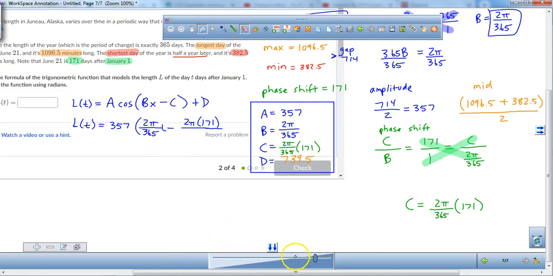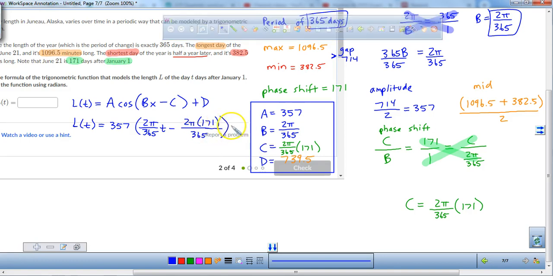So I'll put the letter T. See if I can make it a little bit neater here. There we go. Let's put the letter T right here. Then I'll put minus 2 pi times 171 all over 365. Close it. And then I'm going to add the midline, which is 739.5. Now I want you to see how these have common factors. They are both being multiplied by 2 pi over 365. So here's how I would write my final answer.